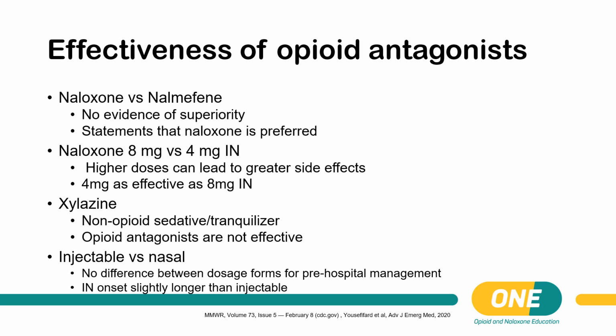And there have been some statements, for instance, from the American College of Medical Toxicology, that naloxone is still the preferred opioid overdose reversal agent. The reason for that, again, is the potential higher side effects of nalmefene versus naloxone, or even higher side effects of the higher doses of naloxone, particularly that withdrawal.